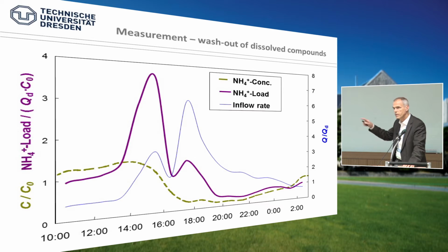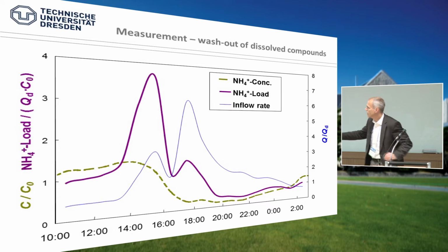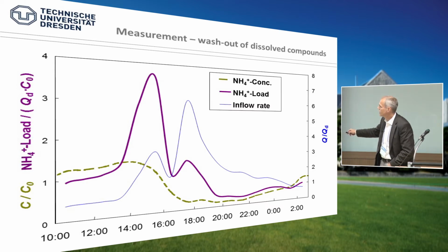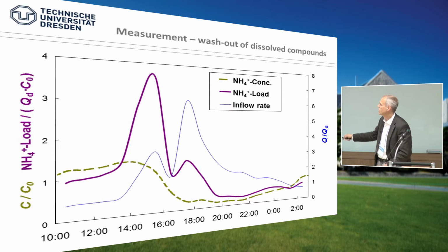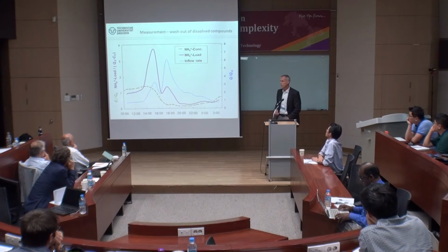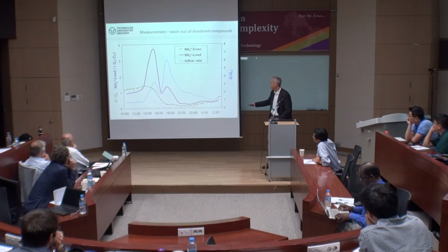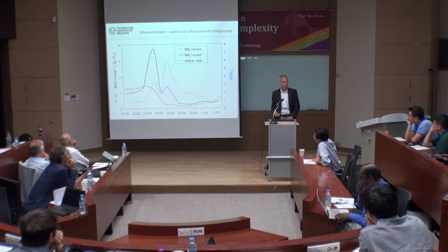It's all normalized with the average dry weather condition, and what you see, when you look at it in detail, is that there is no dilution just after the increase of the flow rate. When you multiply the flow with the concentration, what you get is load, and this describes the load peak that comes into the wastewater treatment plant. It goes up to approximately 3.5 times the average dry weather load impact to the wastewater treatment plant.